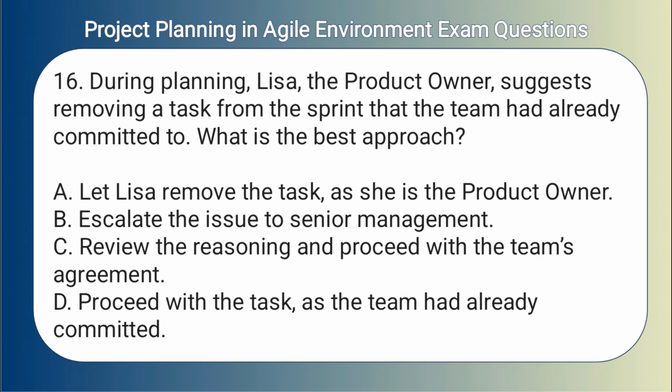16. During planning, Lisa, the product owner, suggests removing a task from the sprint that the team had already committed to. What is the best approach? A. Let Lisa remove the task, as she is the product owner. B. Escalate the issue to senior management. C. Review the reasoning and proceed with the team's agreement. D. Proceed with the task, as the team had already committed.